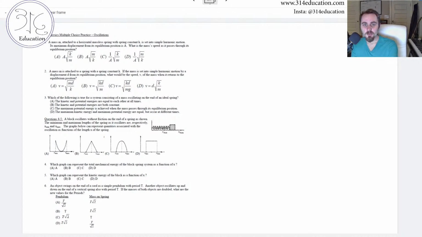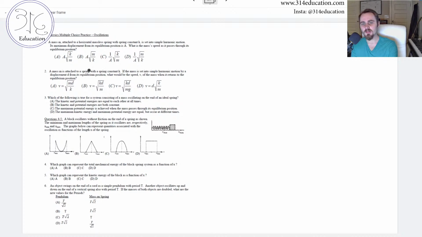So, right off the bat, we've got a mass m attached to a horizontal massless spring with a spring constant k. It's set into simple harmonic motion. Its maximum displacement from its equilibrium position is A. What is the mass's speed as it passes through its equilibrium position?